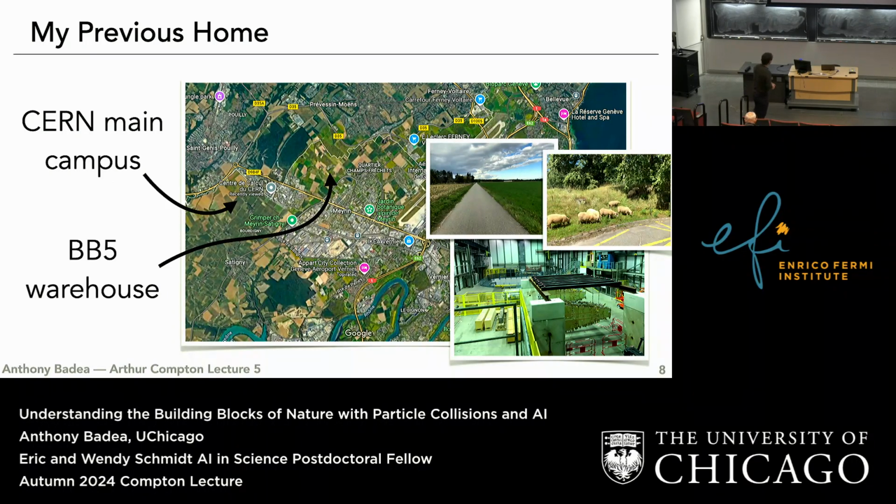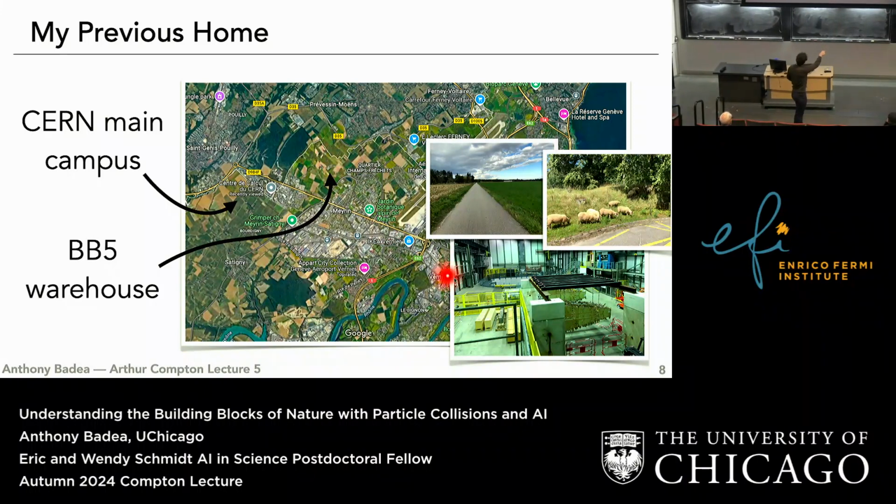And so what I want to do is take you to my previous home. My previous home was in Geneva. So this is Lake Geneva. This is CERN main campus. And in some farmland nearby, there is a warehouse called BB5. This is the path that you take going from CERN mainland out among the farms. You see sheep, you see cow, you see tons of stuff out there. And then hidden in right here is a warehouse that actually connects via a giant tunnel to the old collider that was there.